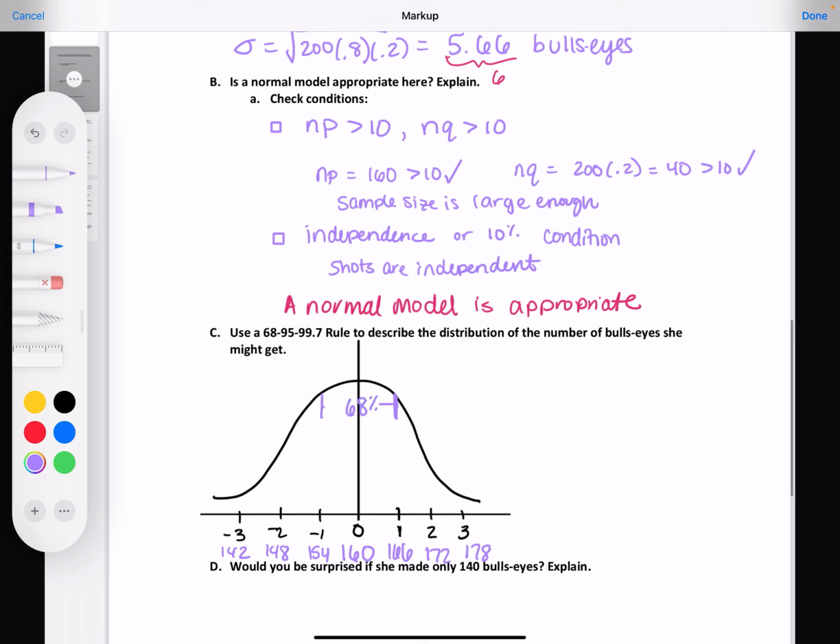All right, so 68% is 1 standard deviation away. Okay, so here's what my biggest challenge last time was: drawing it in a way that looked aesthetically pleasing.